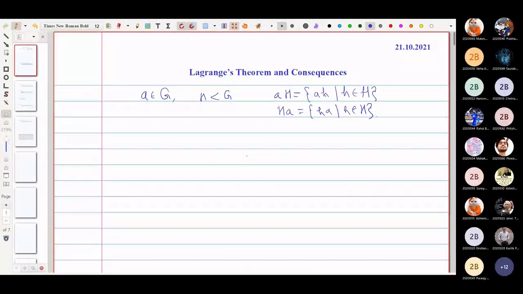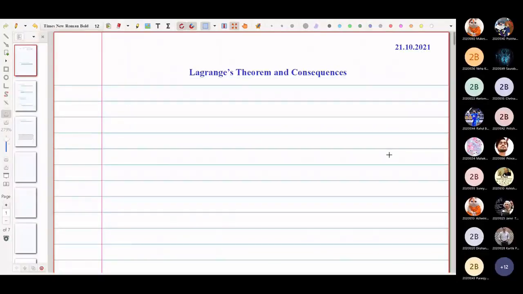All these properties we have discussed, and also when a given left or right coset becomes a subgroup of the group G. These are the things we discussed in the last lecture. Today we are going to continue our discussion, and the main topic is Lagrange's theorem. Of course, we will also talk about some consequences of Lagrange's theorem.